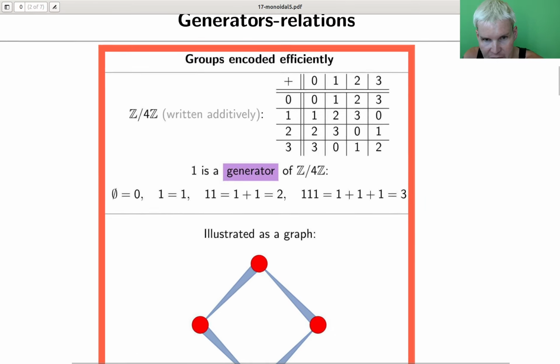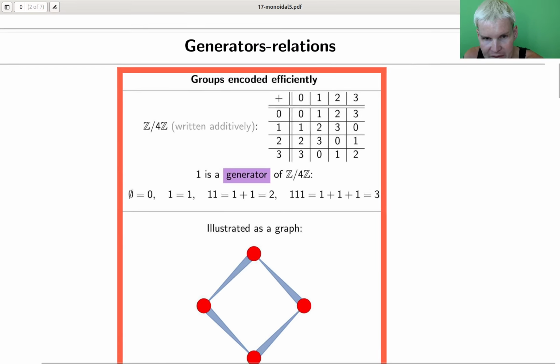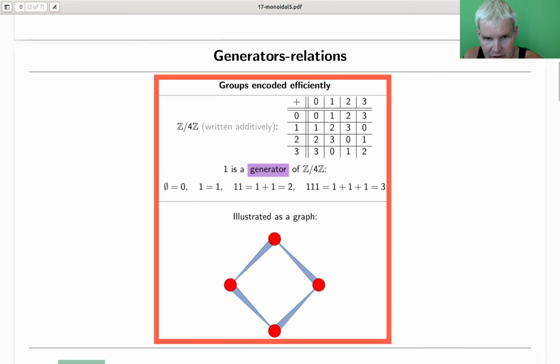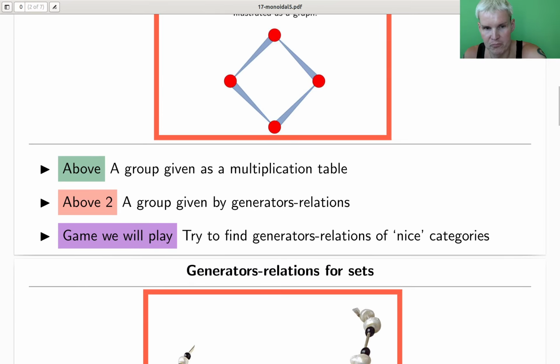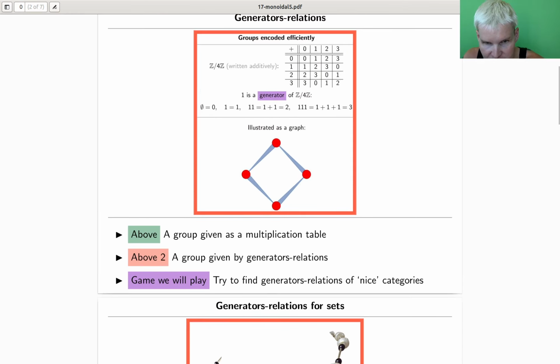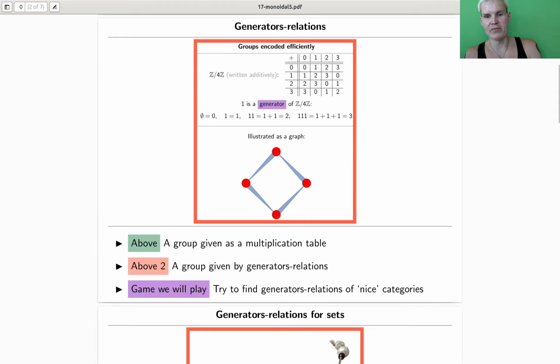So, generators and relations: I really just write everything in terms of one generating object. So, multiplication table above. I probably should zoom out a little bit. A group given by generators and relations. And the whole game that is really important in quantum topology is to find generators and relations presentations for nice categories.